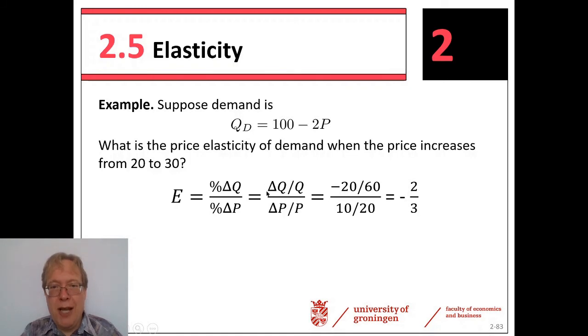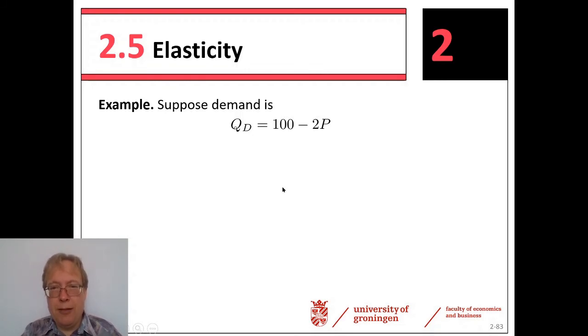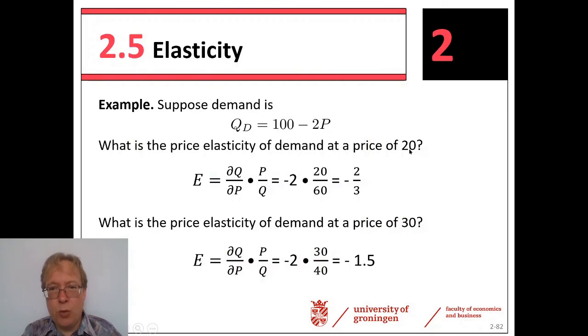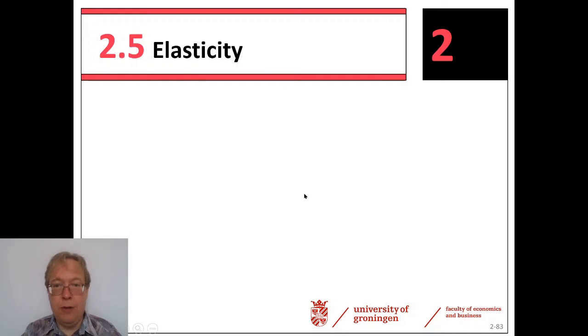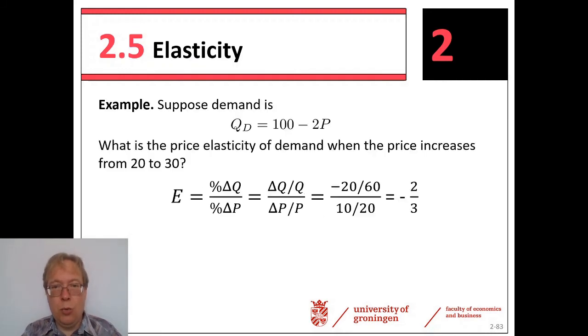So the change in quantity divided by quantity, divided by the change in price divided by price. The change in quantity, let me get back to the previous slide. At the price of 20, quantity was 60. At the price of 30, quantity was 40. So in other words, price goes up by 10. As a result, demand goes down by 20. So my change in demand over here is minus 20.